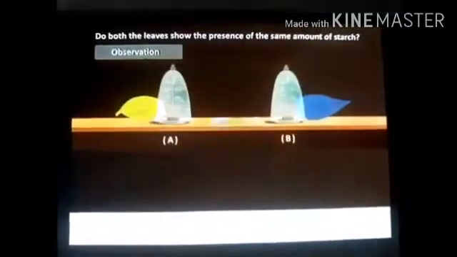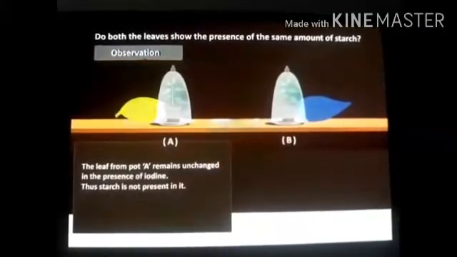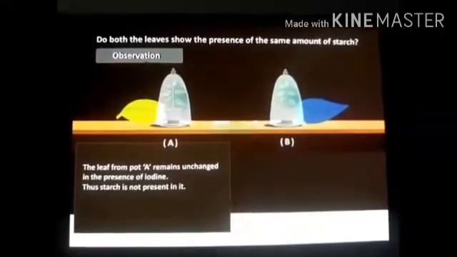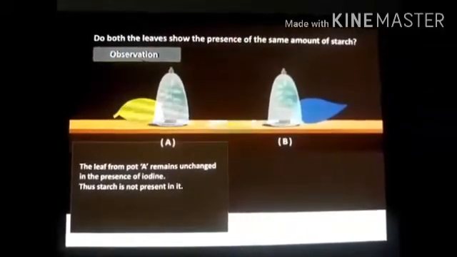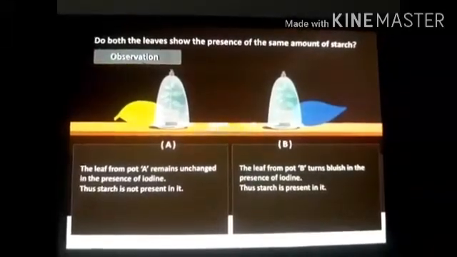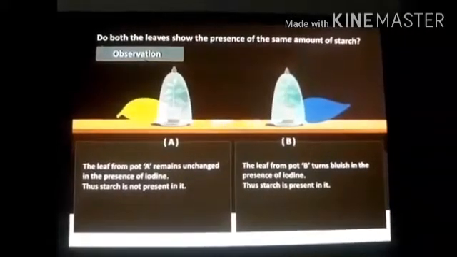Observation. The leaf from pot A remains unchanged in the presence of iodine. The starch is not present in it. The leaf from pot B turns bluish in the presence of iodine. The starch is present in it.